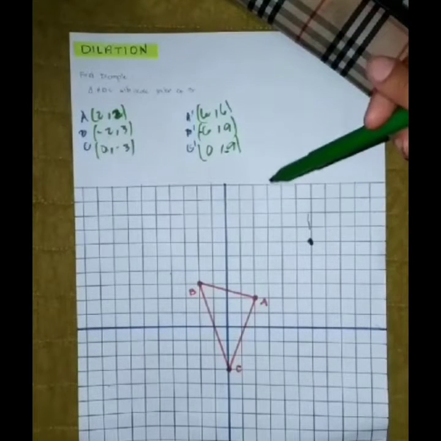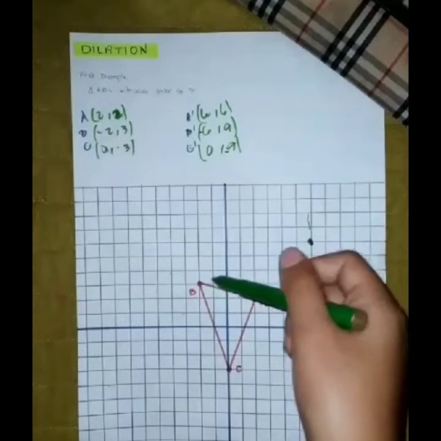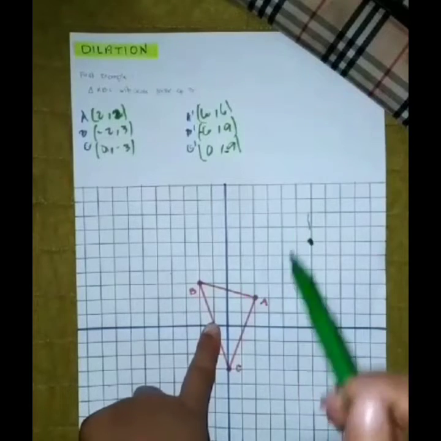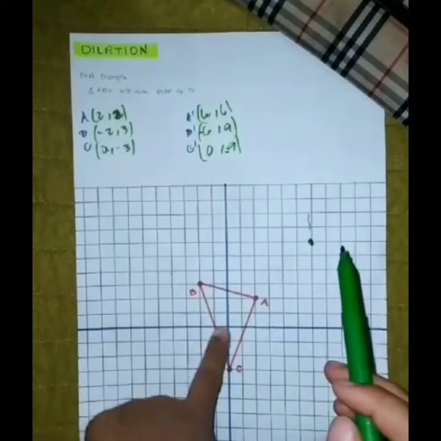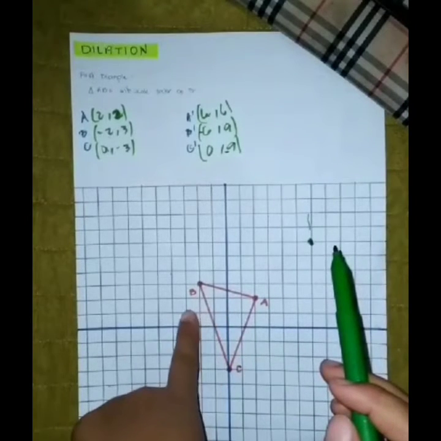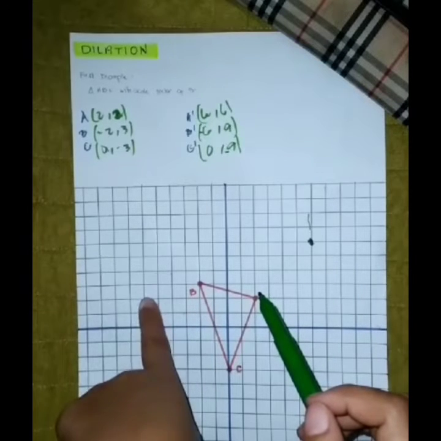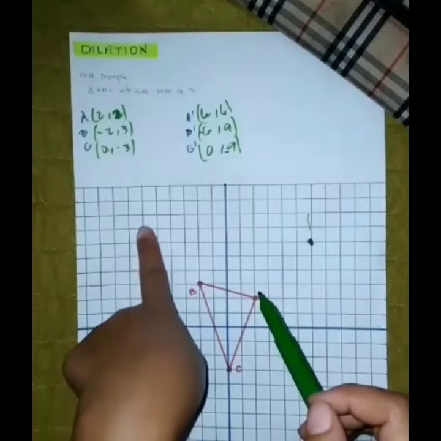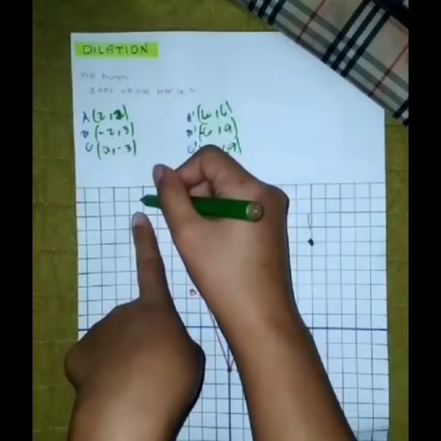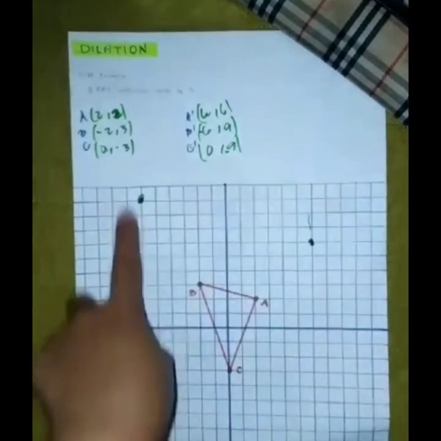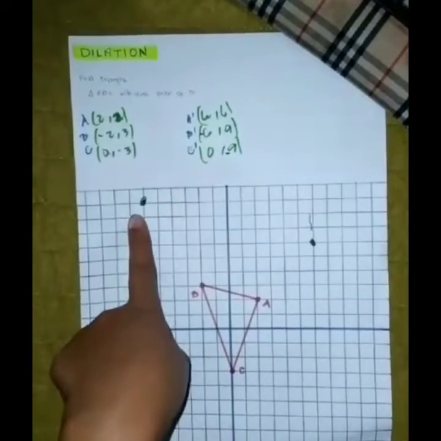And then for our B prime, negative 6. It says negative, so we start from the bottom: 1, 2, 3, 4, 5, 6. And then the positive 9: 1, 2, 3, 4, 5, 6, 7, 8, 9. So this one is on top. So there is the point for B prime.